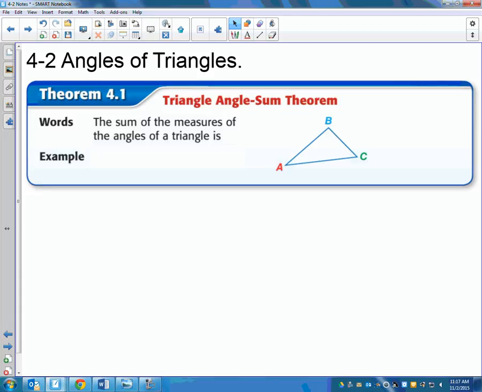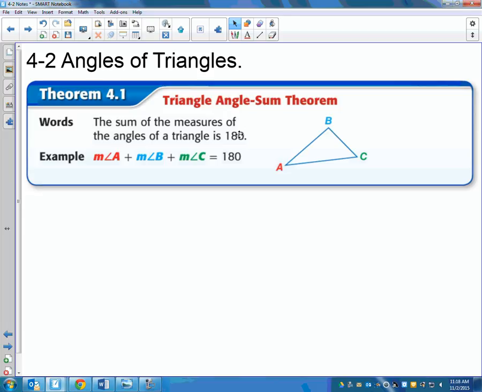Triangle sum theorem. We talked about this. You guys knew it already from previous classes, that the sum of the measures of the angles of any triangle will always add up to 180 degrees. And so they just wrote here that the measure of angle A plus the measure of angle B plus the measure of angle C equals 180.